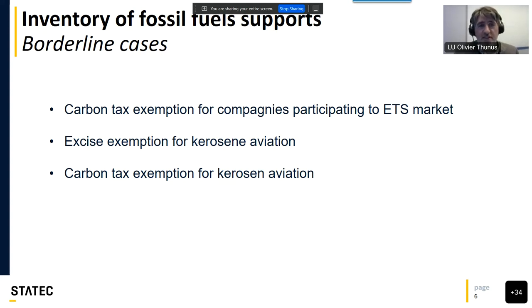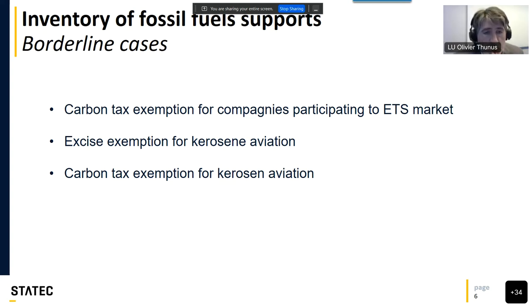So in terms of definition, this is an exemption, but should we really include them in this calculation of the fossil fuel support? It's not clear. Another case is the excise exemption for kerosene in aviation. And here the difficulty is that there is no reference value, because I don't know really at international level, but I have the impression that there is this international agreement to not have excise on kerosene. So how to estimate fossil fuel support in this case for this project?